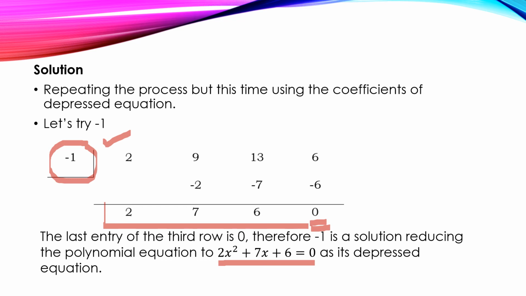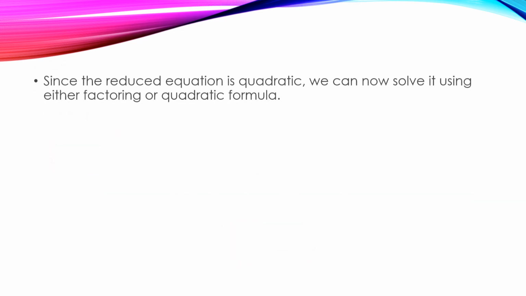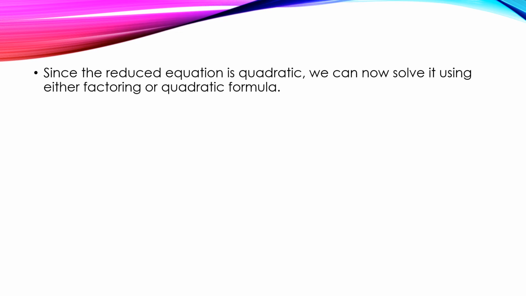So, again, sa problem na to, ang hinahanap natin ay 4, no? 4 roots or 4 solutions. So, dalawa na lang. Kaya, nandito na tayo sa quadratic equation. So, gagamitin na natin ngayon itong 2x squared plus 7x plus 6 is equal to 0 to get the remaining 2, the last 2 solutions or roots. Okay, since the reduced equation is quadratic, we can solve it using factoring or quadratic formula.